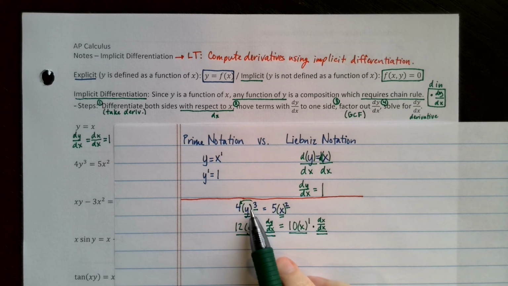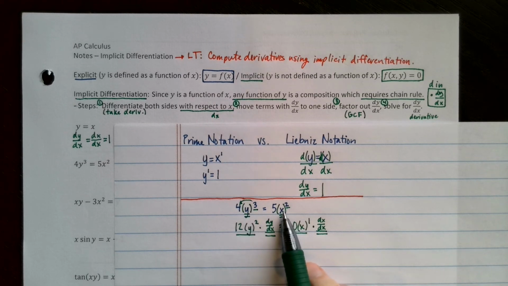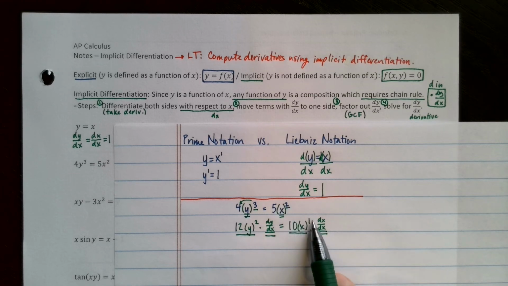The right side is very similar to the left, although we have the variable x instead of y, so let's see what happens. The power rule gives us 10x to the first. The inside derivative of x with respect to x again gives us that dx over dx, which we will cancel to 1. So this is the last example that I'm going to show that the x inside derivative always cancels to 1. So let's go ahead and finish solving for dy/dx.